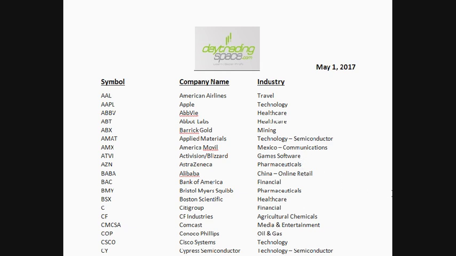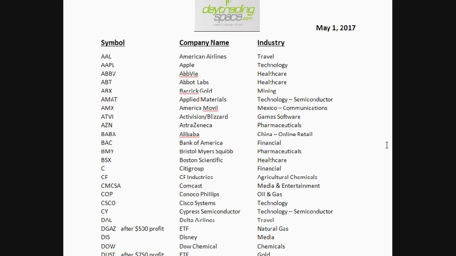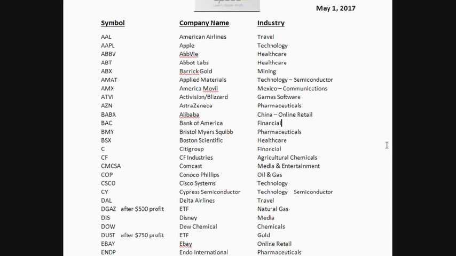We've also got some foreign stocks that you can trade, like right here, América Móvil is a Mexican cell phone company. We've got, of course, Alibaba, the Chinese online retail company. It's a lot like Amazon. This is a Chinese company, but it trades on the New York Stock Exchange, and so you can trade it. It's one of the stocks that you can trade. So we've got a wide variety of stocks here that you can trade.